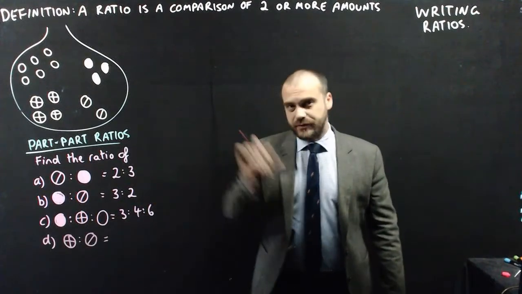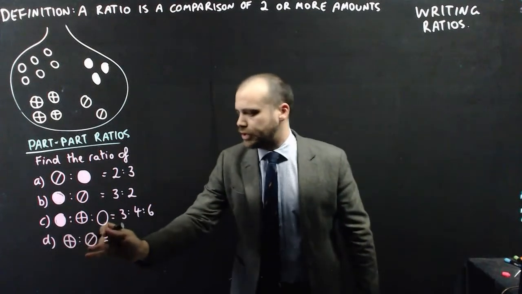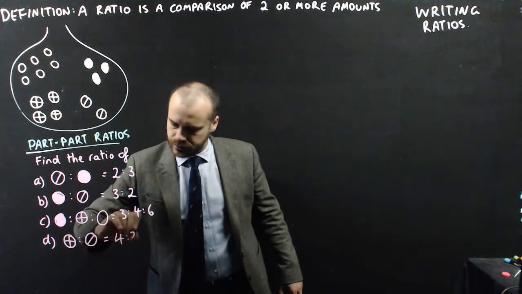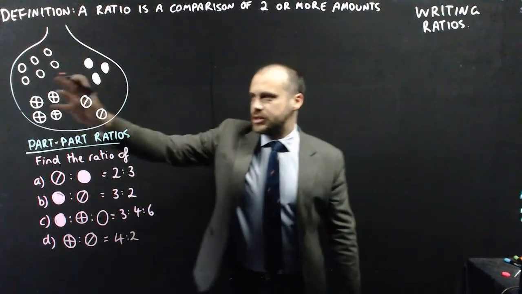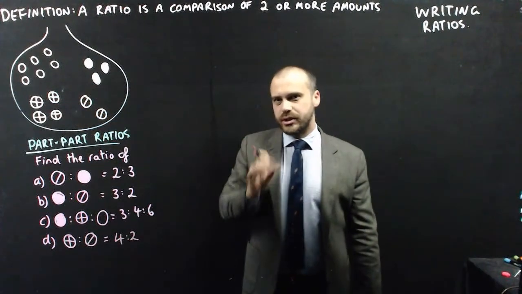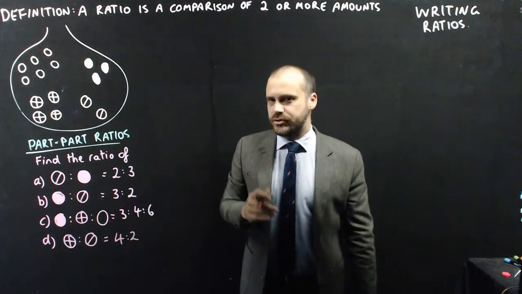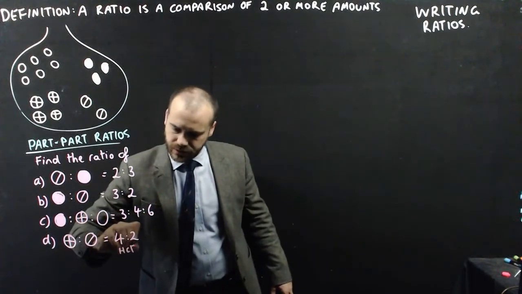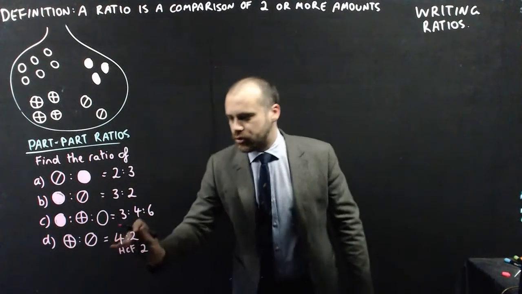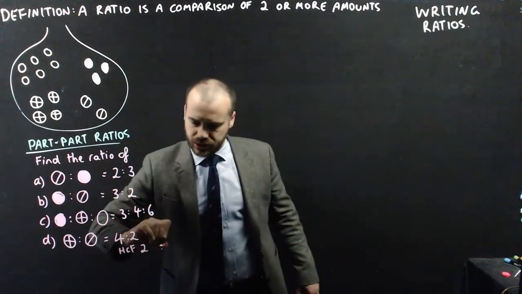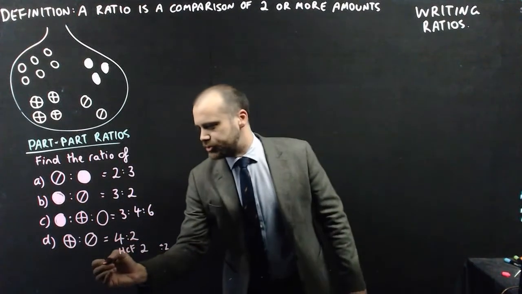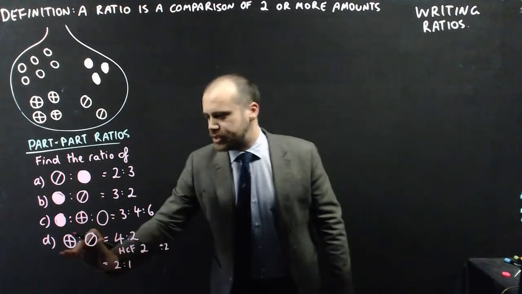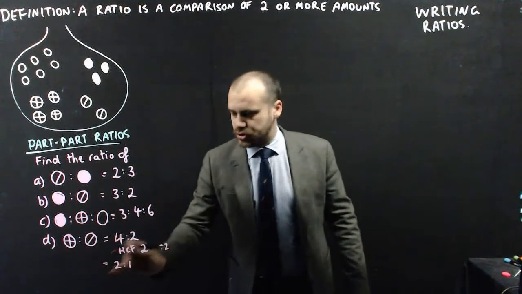So this is the first time we might have to think here. We've got our cross and our stripe here. 4 crosses to 2 stripes. Alright, so it says there's 4 of those and 2 of those, but when we're talking about ratios, we can simplify those ratios. Looking here, we have a highest common factor of 2, therefore we can divide both of these by 2. And if we divide both of those by 2, we get 2 is to 1. So the ratio of this to this in simplest form is 2 is to 1.